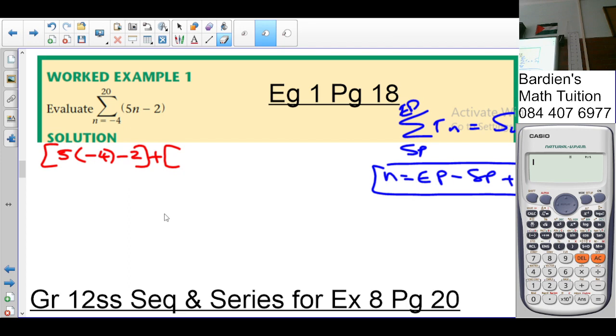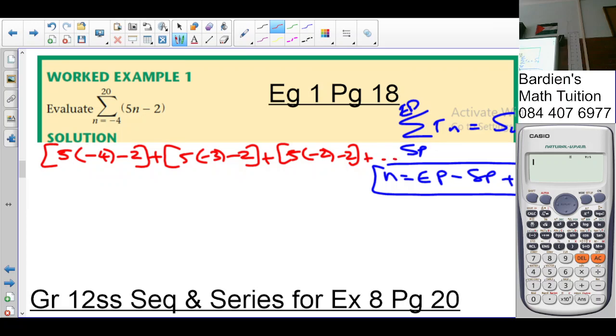Okay? Which is -3. So it's 5 times -3 minus 2. What's the next one? -2. So it's 5 times -2 minus 2 plus and so on. If you wanted to use the second sum formula, then I would have just calculated the first term and the last term, because as you can see it's arithmetic, not so. But we just make it general, and we just work out the first 3 terms. Okay. But if you want to be a bit different, you can work out the last term.